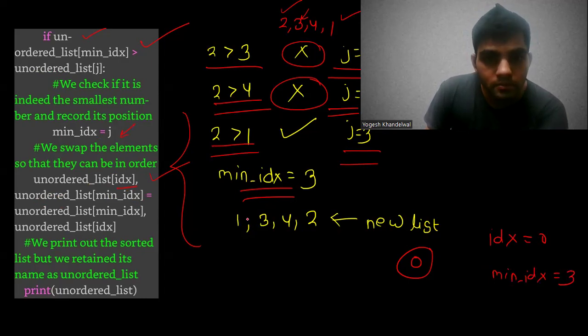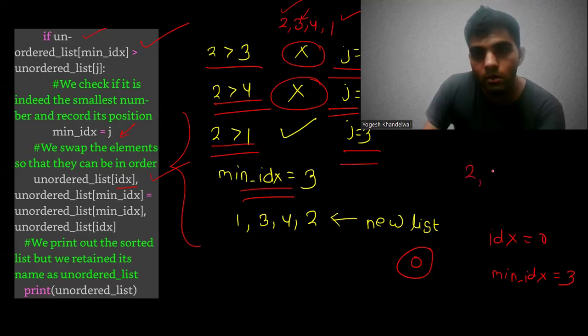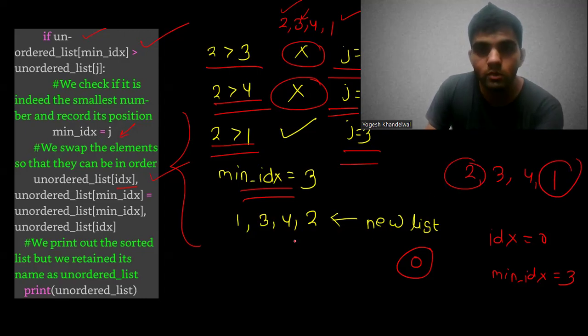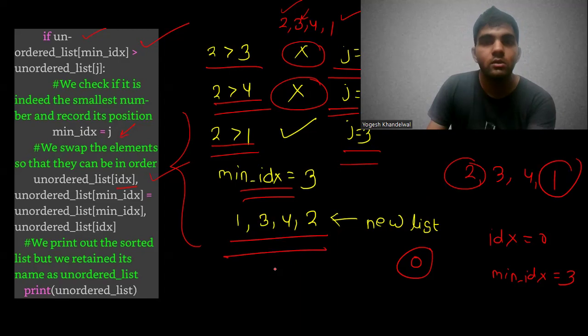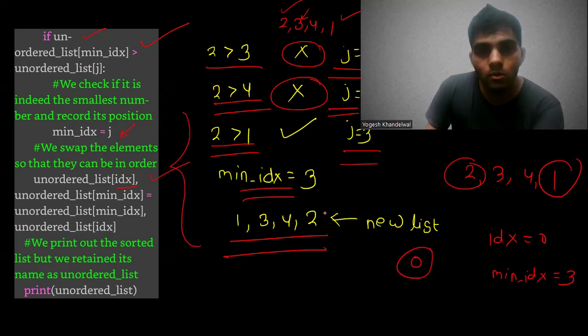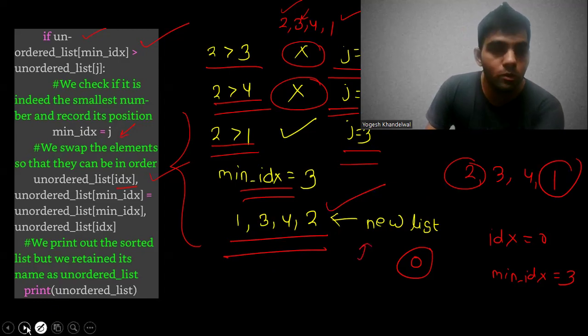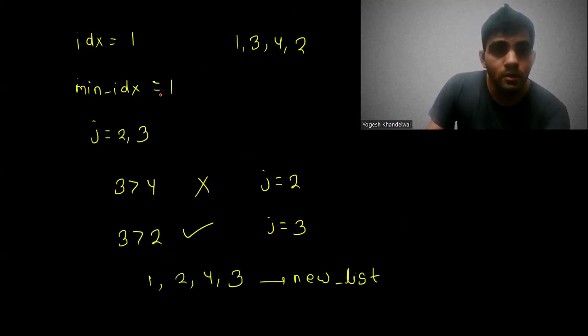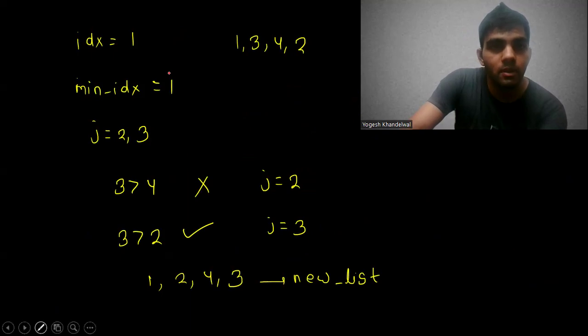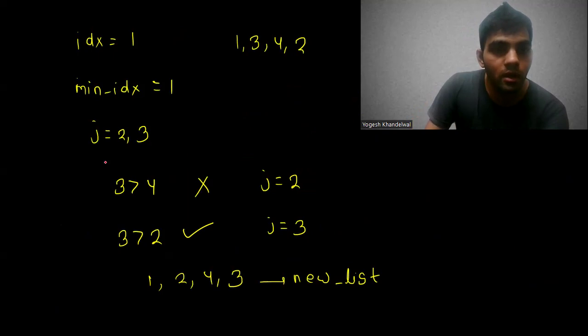So it will swap those elements. We have our list 2 3 4 1, so it will swap 1 and 2, so it will become 1 3 4 2. Up till now I hope it is clear. Now we have this new list 1 3 4 2. We checked idx equal to 0, and now it's time to check the case of idx equal to 1.